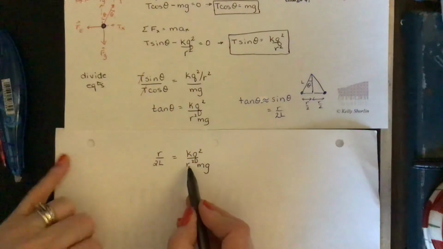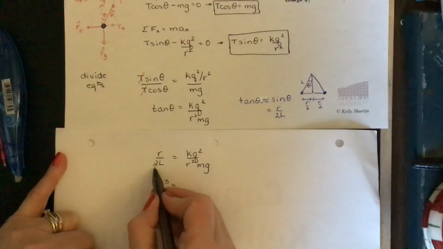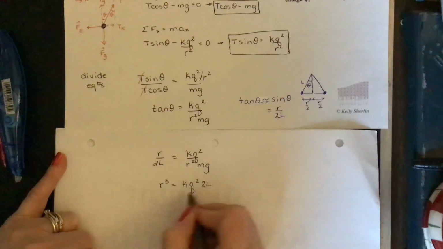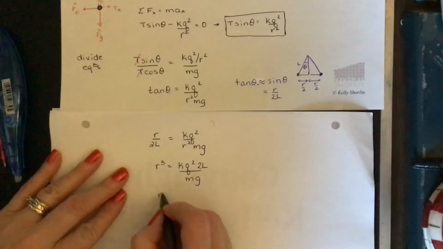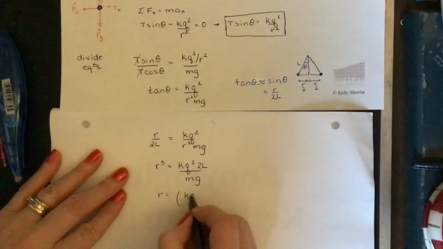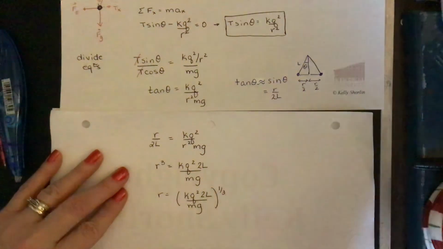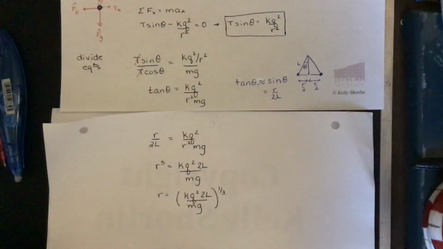We need to bring this r squared up here, which gives us r cubed equals, let's bring this 2L up here, k times Q squared times 2L divided by m times g. Now to finish, we just take the cube root: r is equal to k times Q squared times 2L divided by mg, to the power of 1/3, or the cube root. So there's the equilibrium separation as long as that angle theta is pretty small.